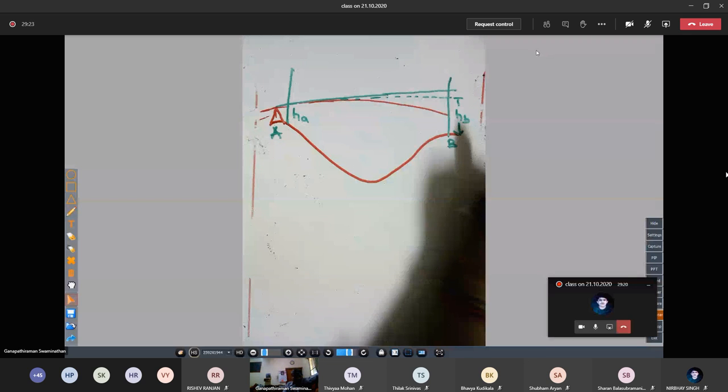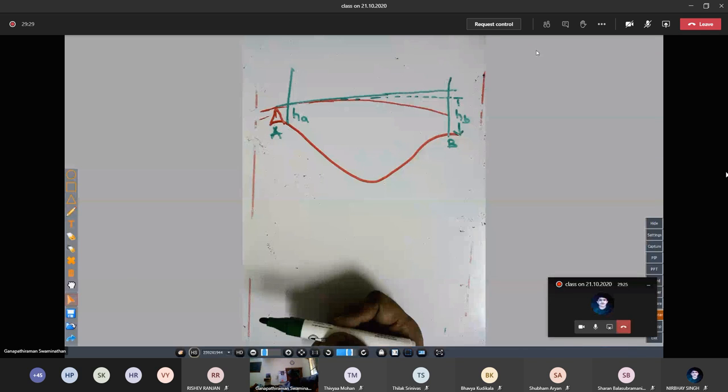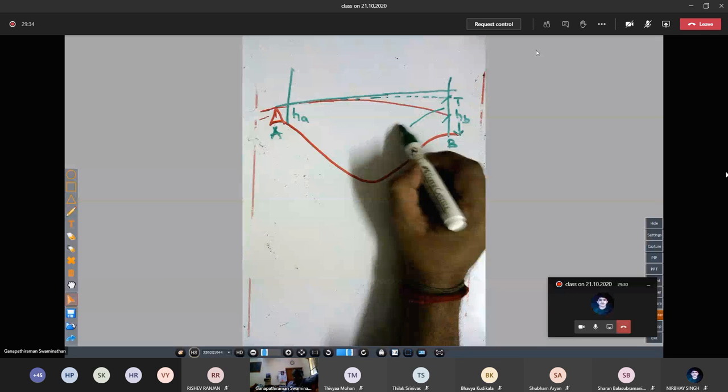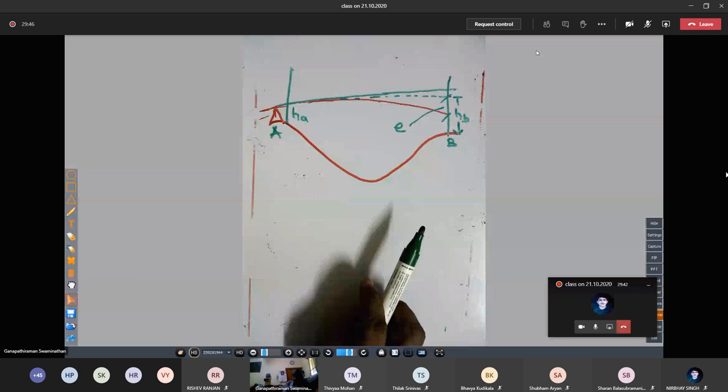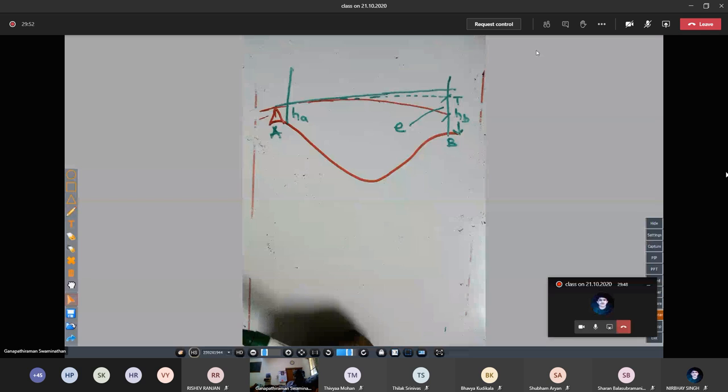And what is this? This is my error. What is this line? Level line. What is this line, the green line? Horizontal line. Confidently say. What is the dotted line? Not a refracted line, this is the line of collimation, the line of sight.